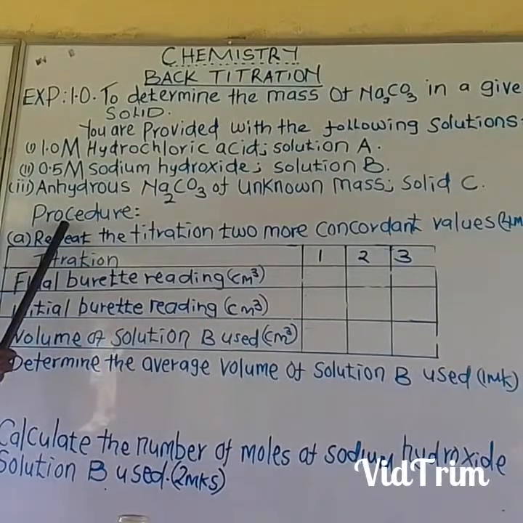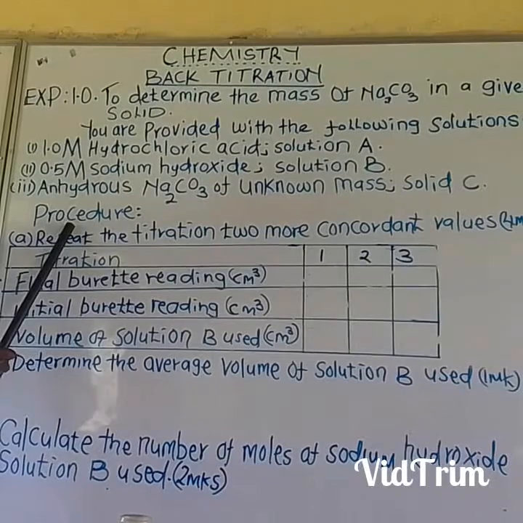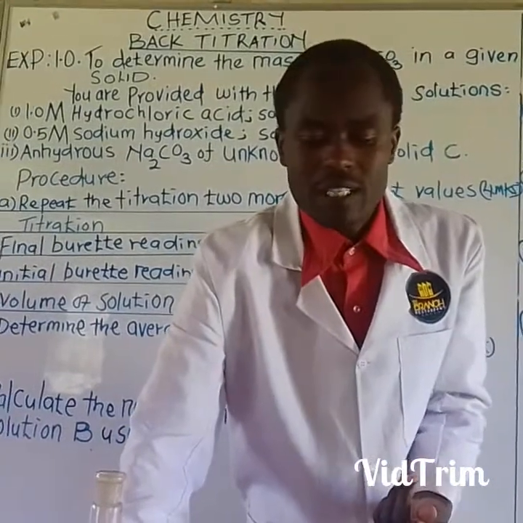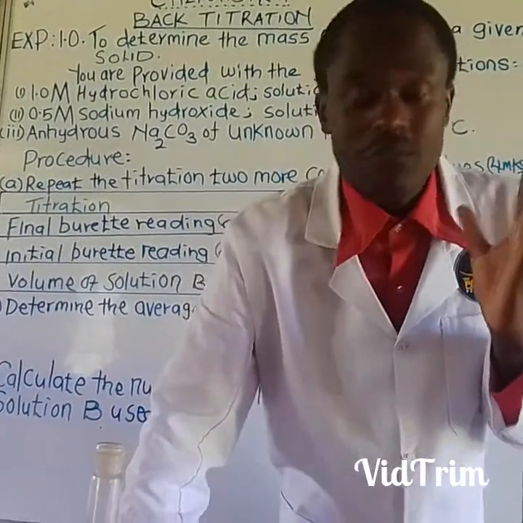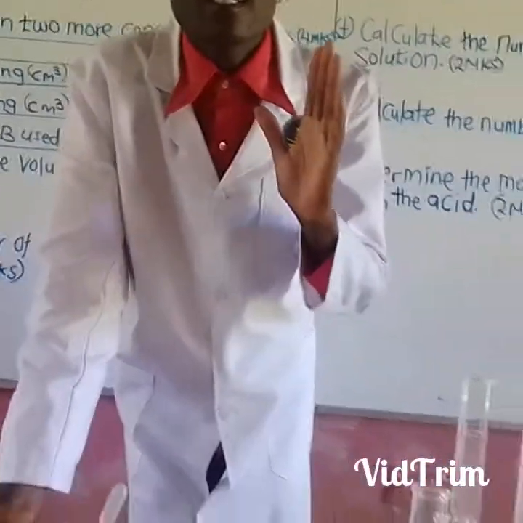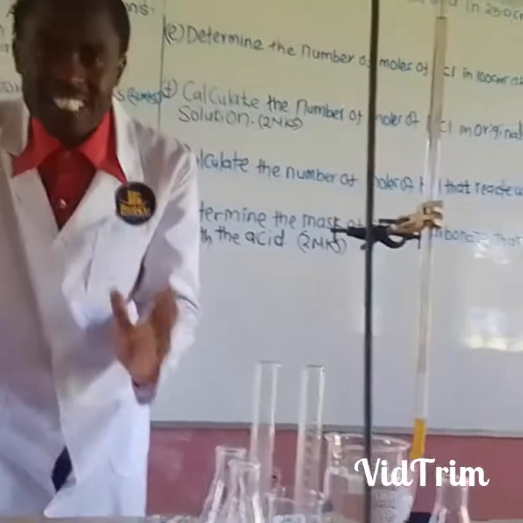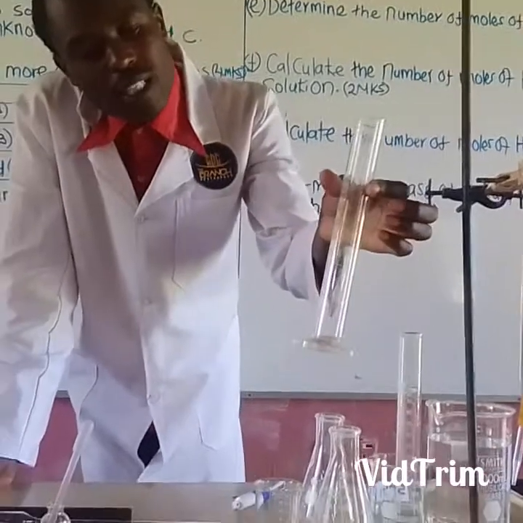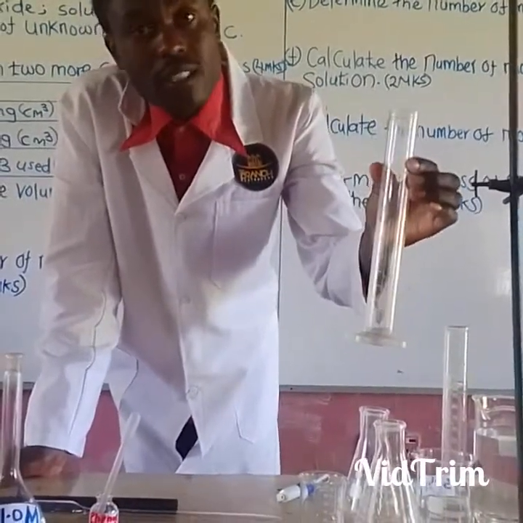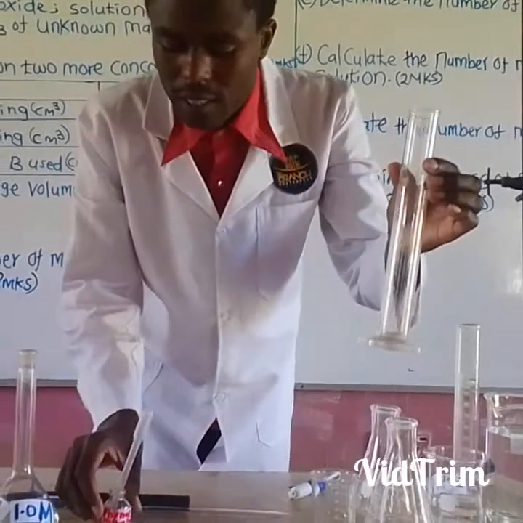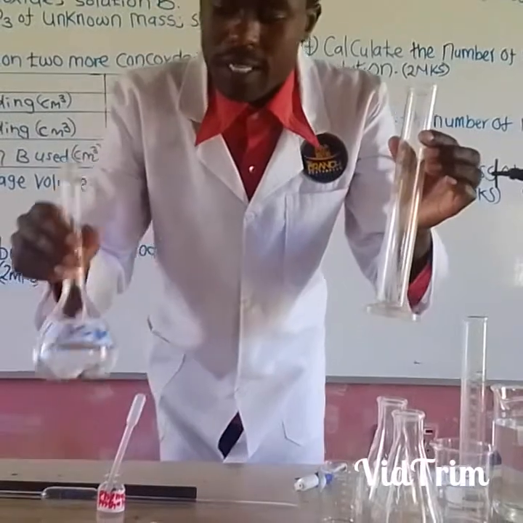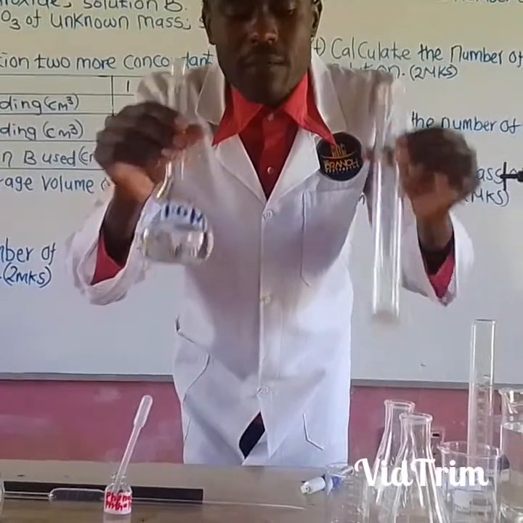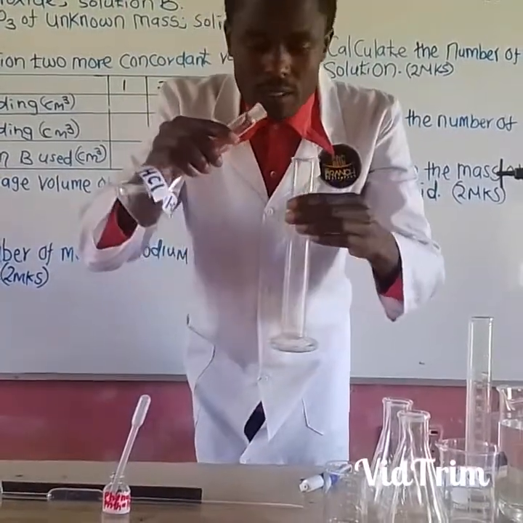Then on the procedure, allow me to take you through by carrying out the experiment. Is it okay? Procedure number one, follow me very carefully. This one requires total concentration and patience. Patience is very important. So I'll take a clean 100 ml measuring cylinder. Then I take solution A, which is 1 molar hydrochloric acid. Then I measure 60 ml of this one.